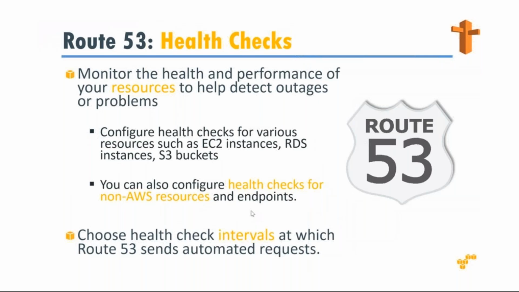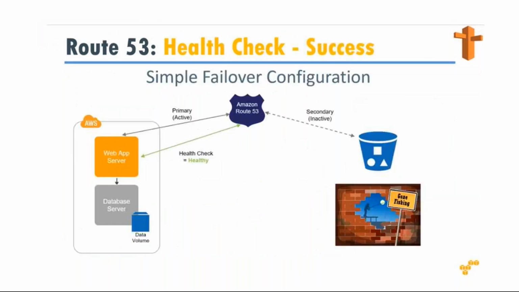Choose the health check intervals at which Route 53 sends automated requests. The interval can be every 5 minutes, every 1 minute or every 2 minutes. We can choose the health check intervals. So health check success configure. See here, there is a database server and a web server. This is the primary DNS server, and it is active. If the health check is good, traffic automatically comes here. Whenever the primary DNS server is not active, maybe it is down, it automatically goes to the secondary DNS server. By default, primary is active, so it is going on fine. You give a request and it sends the response to you. Secondary is inactive at that time.